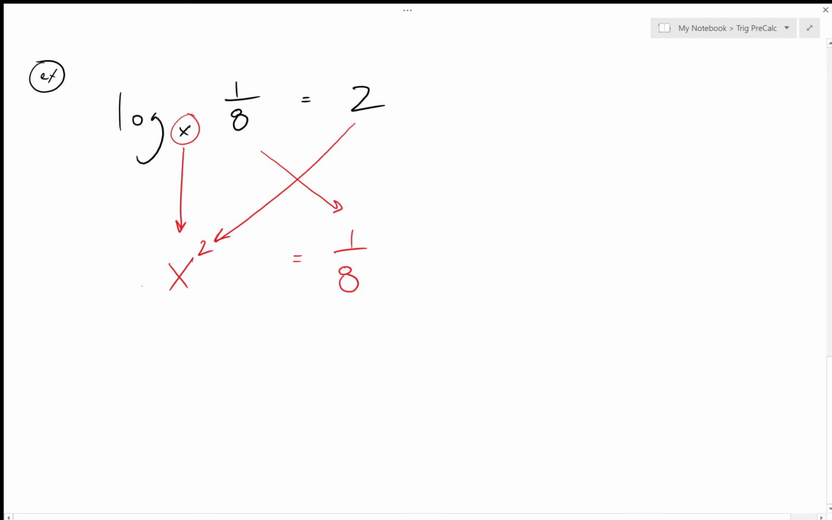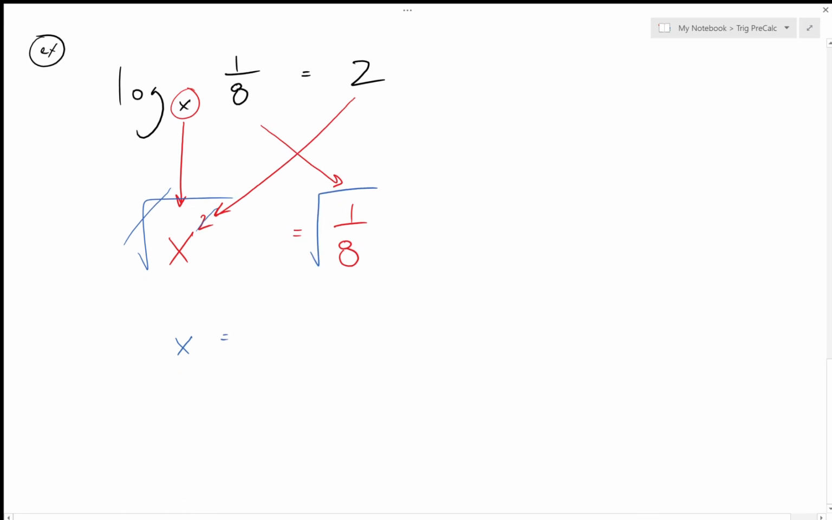All right, to get rid of the exponent 2, you need a square root. So I get x. But what I do to one side, I do to the other. Now, square rooting a fraction, a little funky here. If you want, you can split it up. You can square root the top, you can square root the bottom, because that's really what you're doing here.